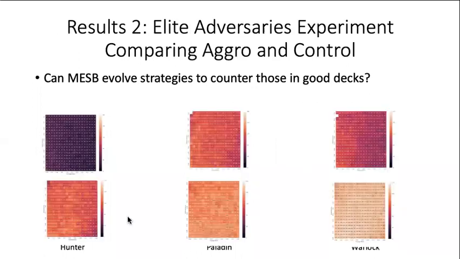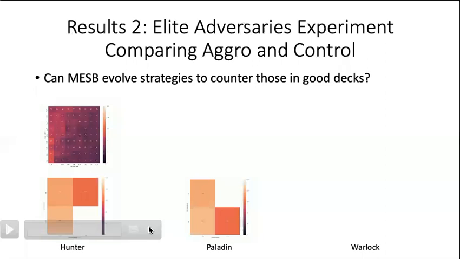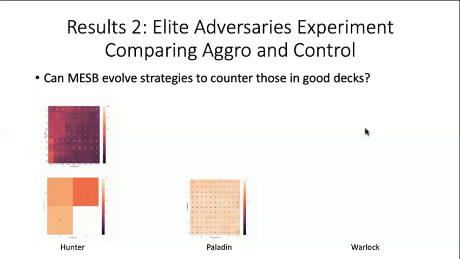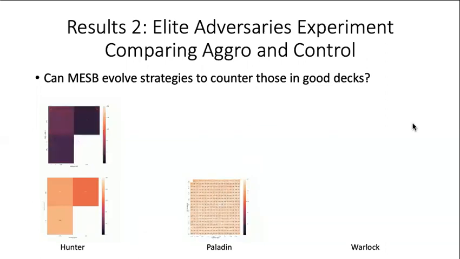So here are the distributions we have for aggro and control for the second experiment, and at this point they look similar. If we compared them side by side to the other one, they're a little bit darker, because we're looking at the fitness. And you just see each one of these squares is representing an individual deck.